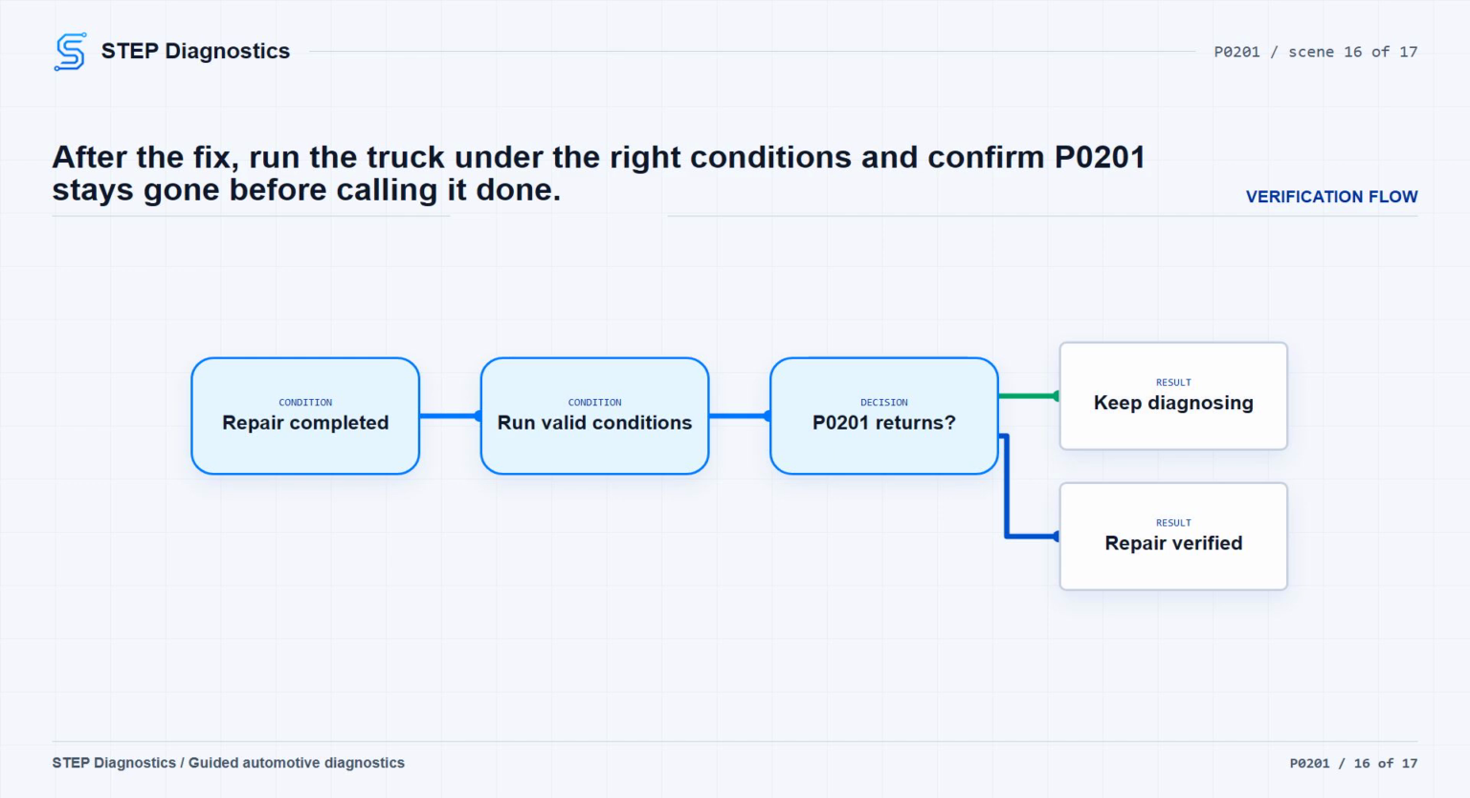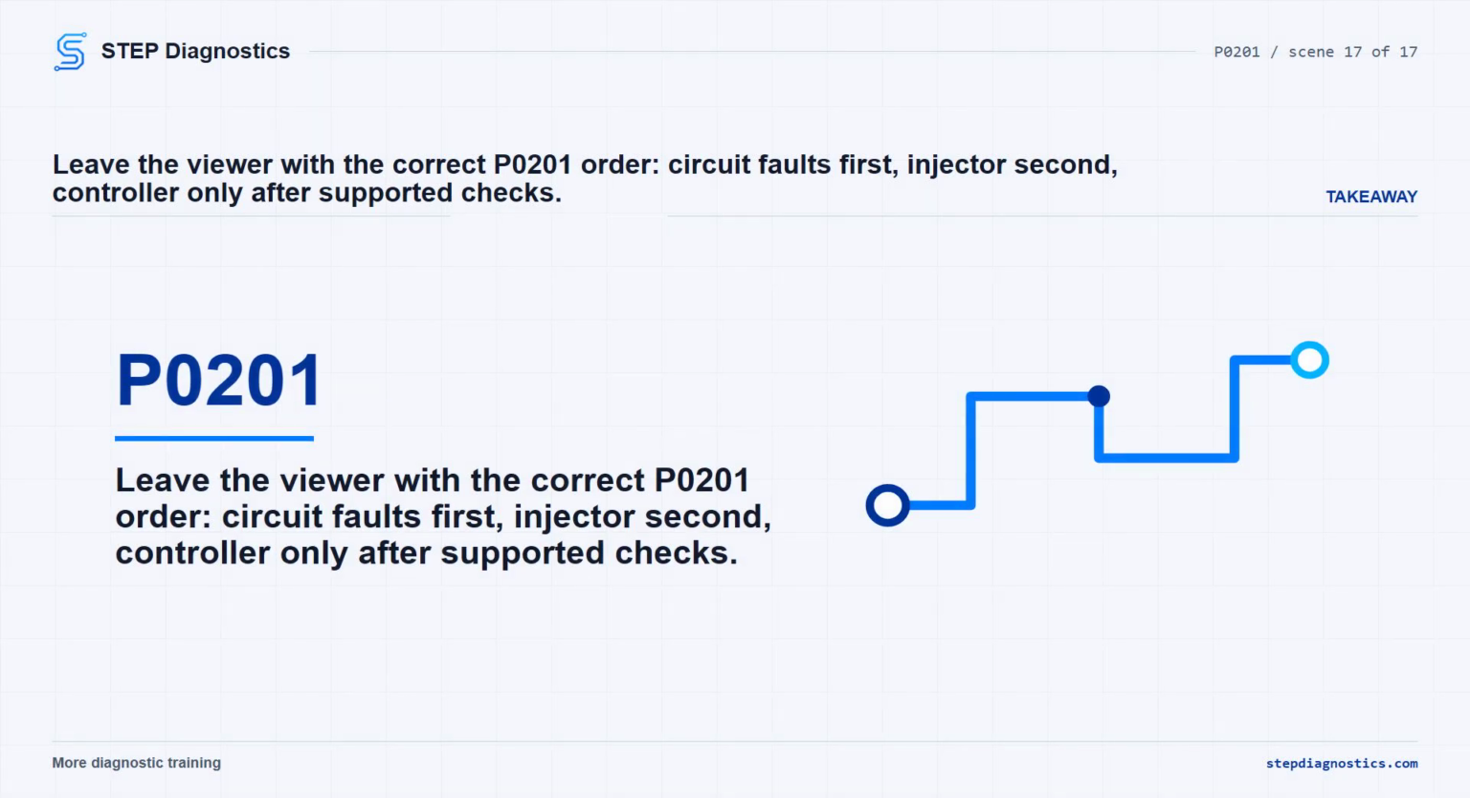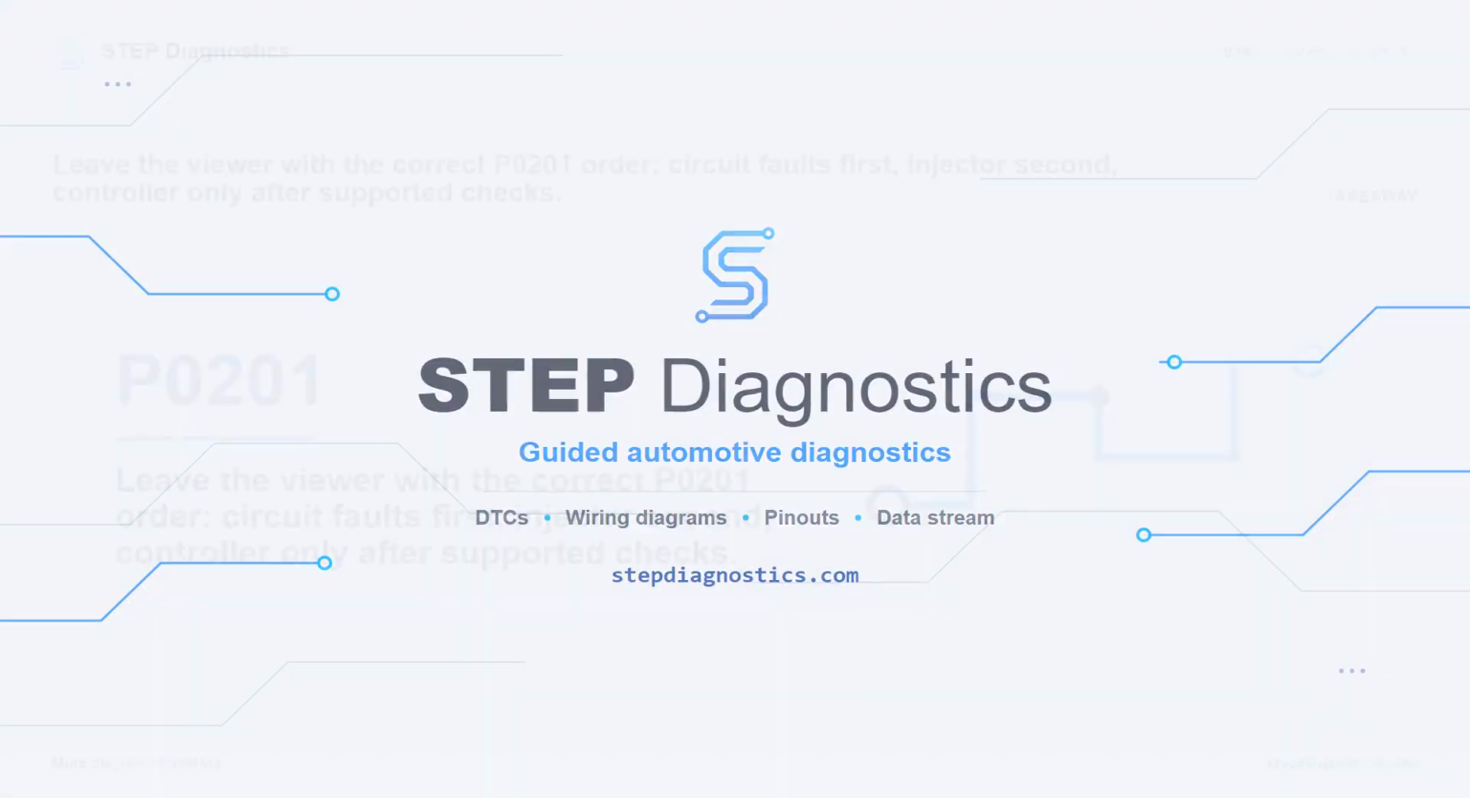The takeaway on P0201 is to isolate the cylinder 1 injector circuit in order: ground short, voltage short, open or high resistance, circuit to circuit short where required, then the injector itself, and only then the controller if the supported test path gets you there.